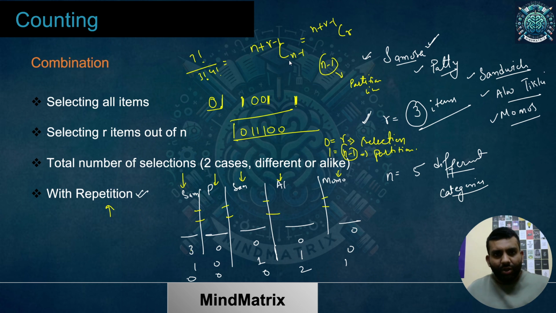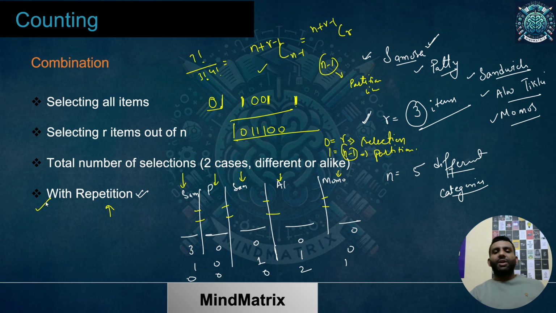Okay, so why this n plus r minus 1? Because it was like n minus 1 partition lines plus r. So overall we had n plus r minus 1 total binary symbols, and then if you just expand it, you will get a similar kind of expression. So that's how we get this. I hope this part is also clear.